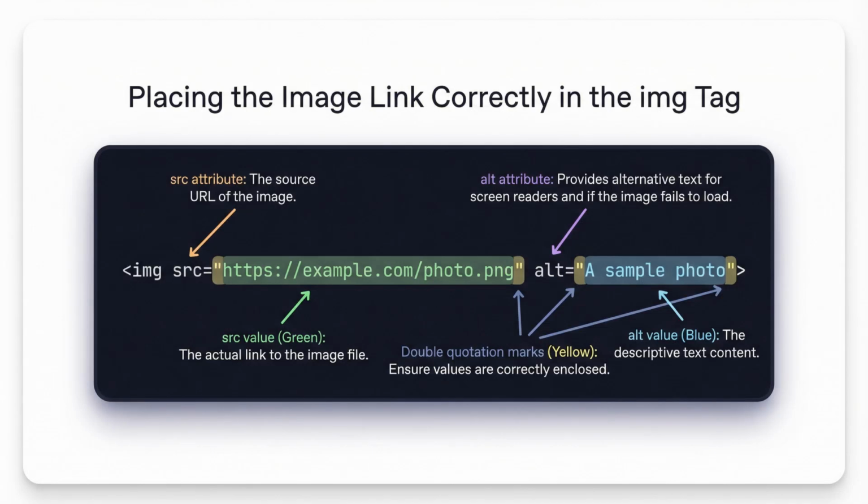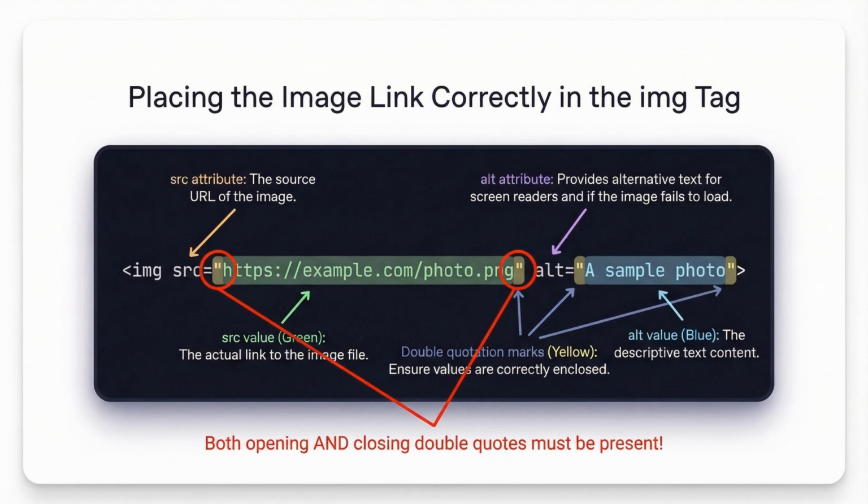Once you have the correct image address, you need to place it properly inside the img tag. The link goes inside the src attribute, wrapped in double quotation marks. This is a critical detail. If the double quotes get accidentally deleted or corrupted, the browser won't be able to read the attribute correctly, and your image will break. Double quotation marks must appear on both sides of the link, one opening quote right after the equal sign, and one closing quote at the end of the URL, before the next attribute or the closing bracket. If either one is missing, your HTML is malformed and the image won't render.